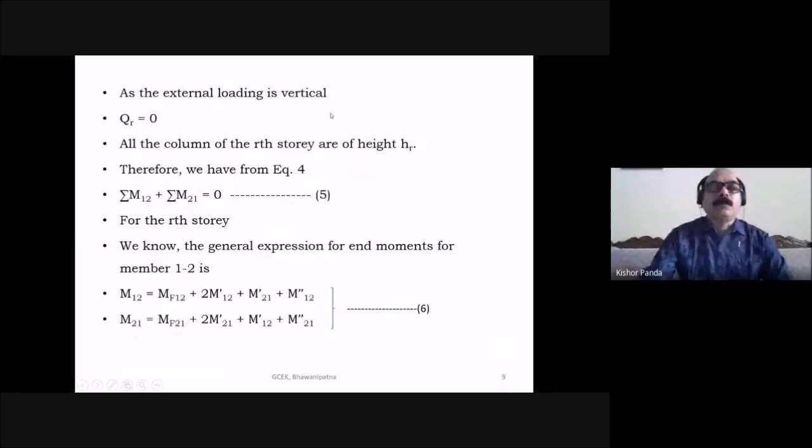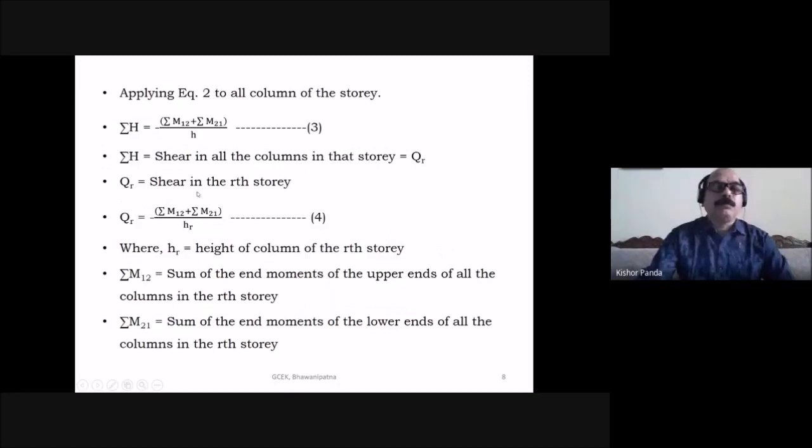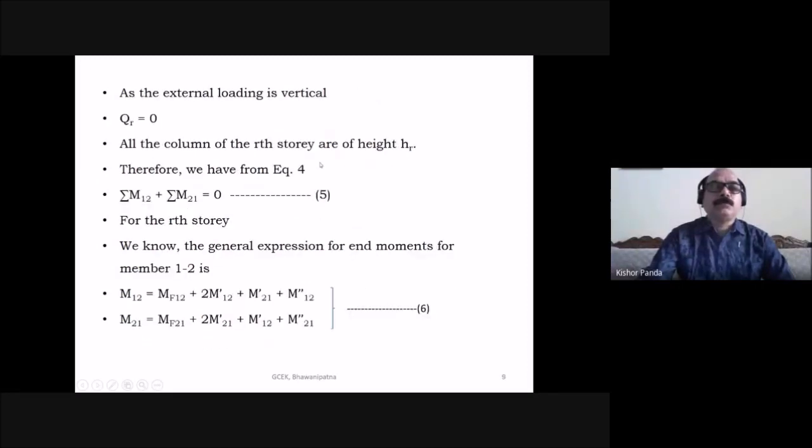As the external loading is vertical, this horizontal force, this shear force QR, the summation of H is equal to QR. So this horizontal force is equal to 0. QR is equal to 0 because there is vertical loading acting. So the horizontal force is equal to 0. Summation of H is equal to QR is equal to 0.